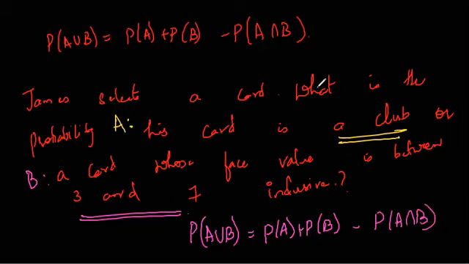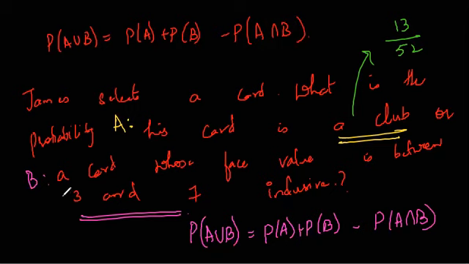Now, what is the probability of a card being a club? For this, how many total cards do we have in a standard deck? 52. And how many club cards are there? There are 13 club cards. So 13 by 52 is P of A.